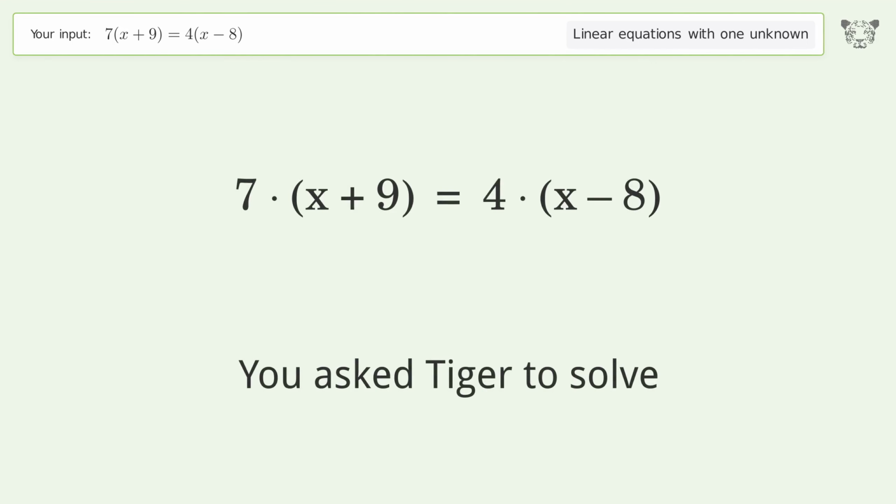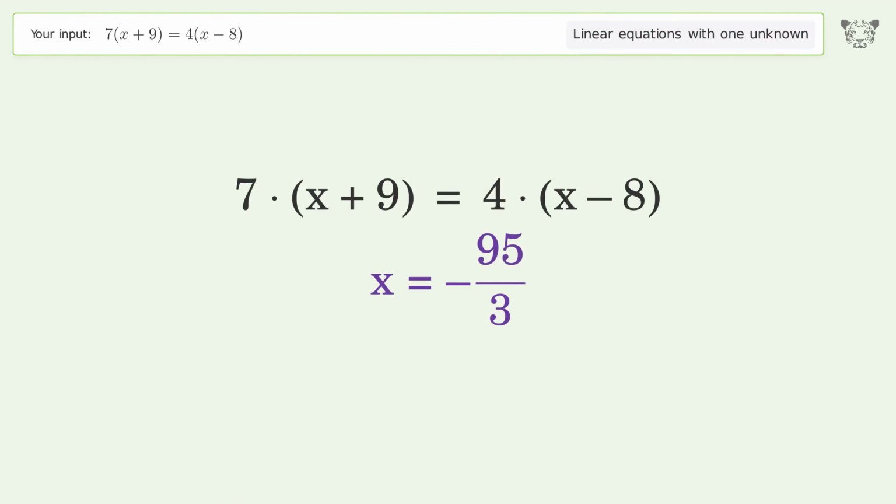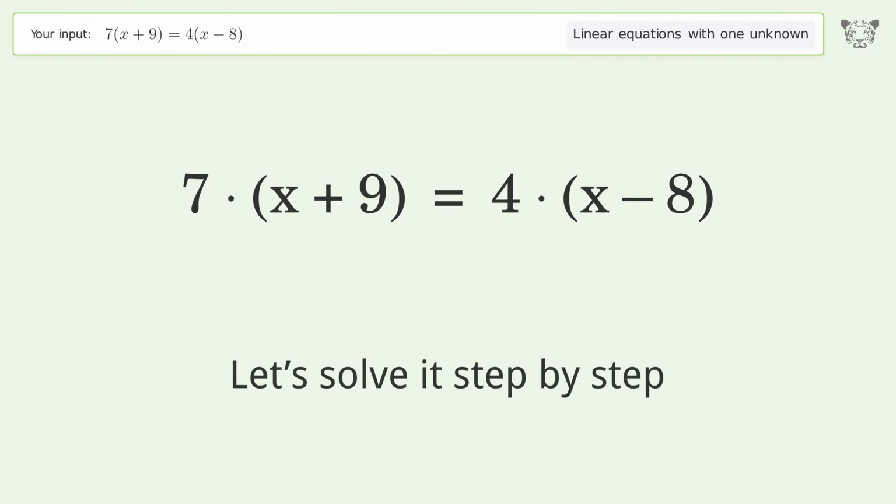You ask Tiger to solve. This deals with linear equations with one unknown. The final result is x equals -95/3. Let's solve it step by step.